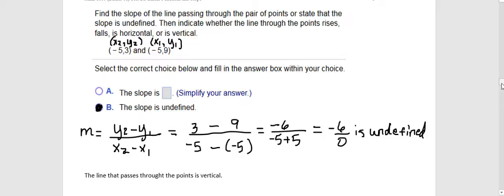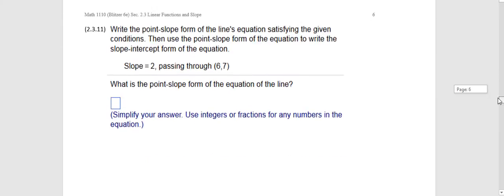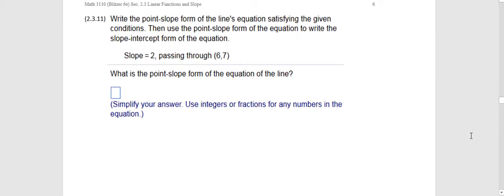So the line that passes through these 2 points is vertical. All right, let's go to the next problem, number 11. And here we're doing something different. We want to write the point slope form of the line equation satisfying the conditions.